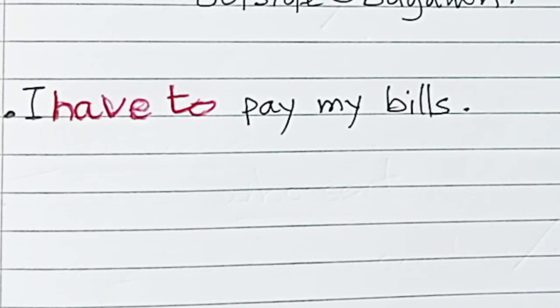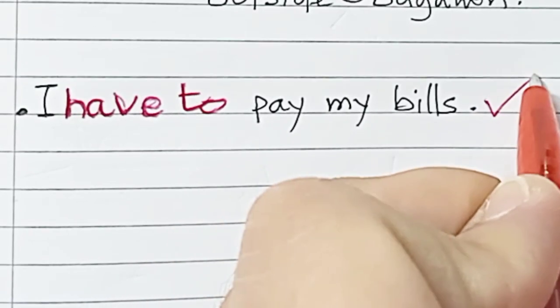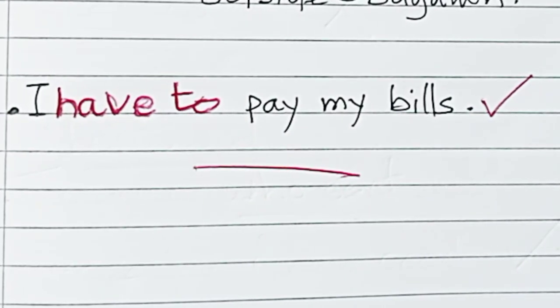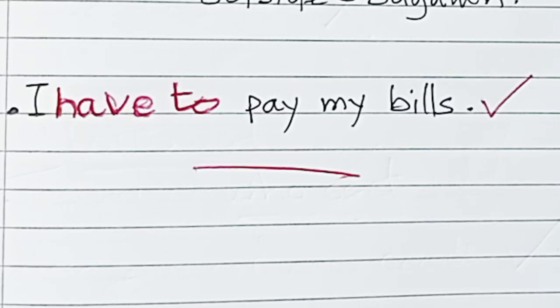So our sentence should sound something like this. I have to pay my bills. It means I am obliged to pay the bills. So don't forget to pay your bills, people, because you are obliged to. You have to.